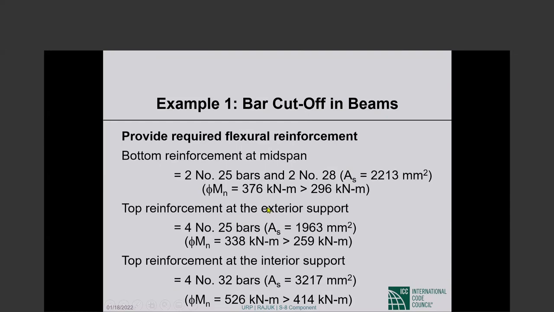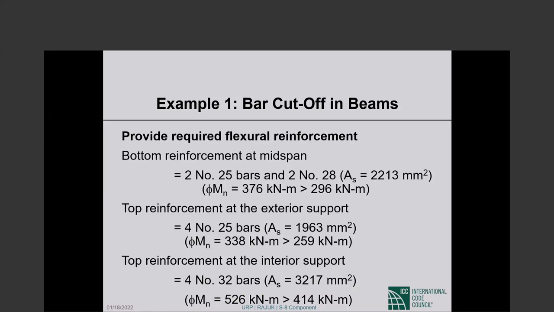Top reinforcement at the exterior support, we have a moment of 259 kilonewton meters. We used 4 number 25 that gave us a design moment strength of 338, which is obviously in excess of 259. Top reinforcement at the interior support, where you have a large moment of 414, we have used 4 number 32 bars, and that gives us a phi times M sub n of 526 kilonewton meters. Okay, so that's our flexural design, if you like.